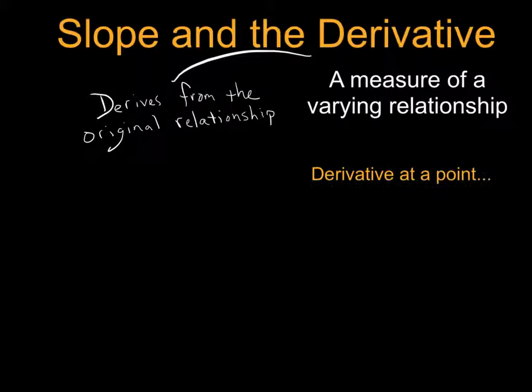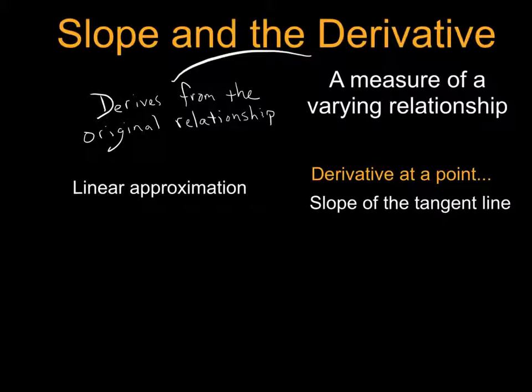It can tell us about how the relationship varies. Informally speaking, the derivative at a point is the slope of the tangent line at that point. And because we're talking about a tangent line, the derivative therefore provides us information about the best linear approximation of the function near that given point. Now that's derivative at a point.